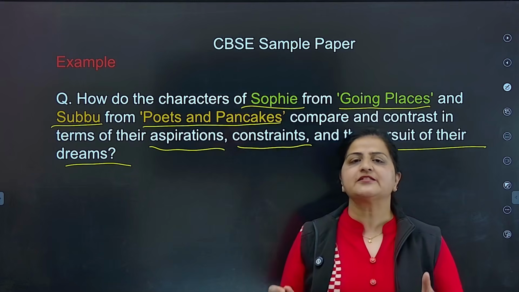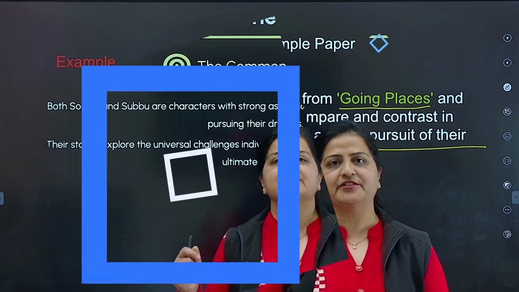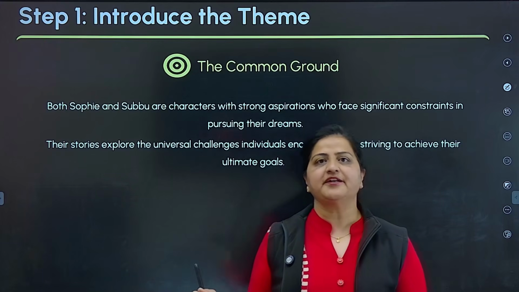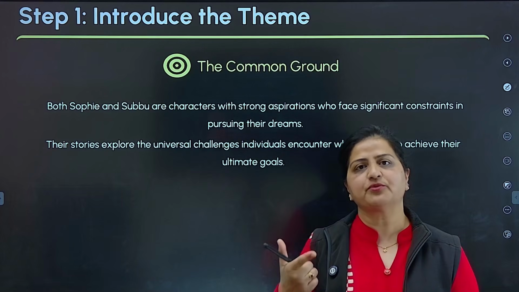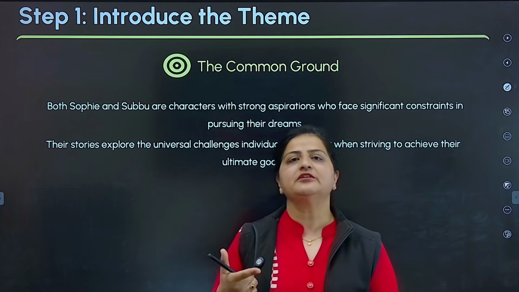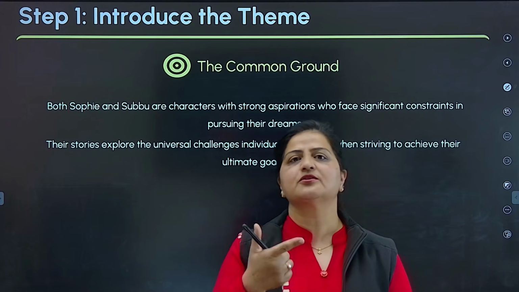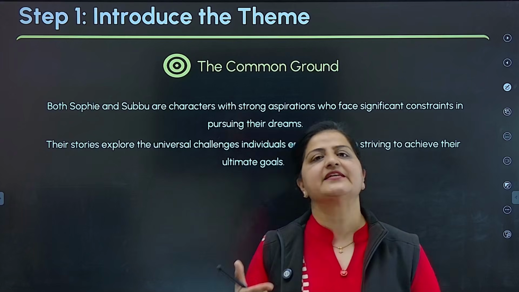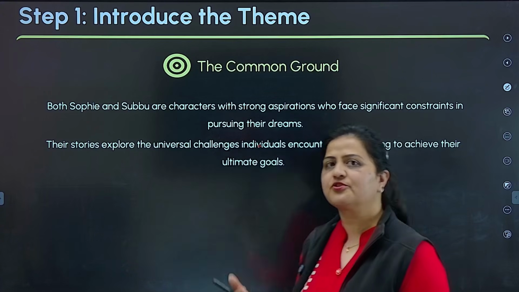Now let us apply our 5-step formula on this question to solve it. Step 1, that is identify and introduce. We have understood the main theme which we have to identify, that is the basis on which we have to compare and contrast Sophie and Subbu, that is their aspirations and constraints in pursuing their dreams. So this is your step 1.